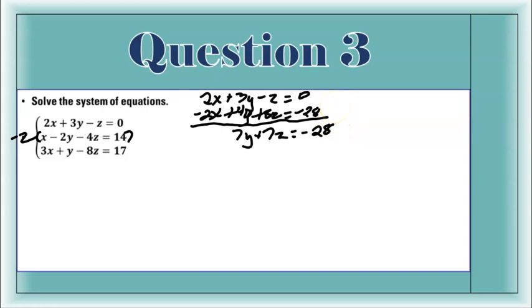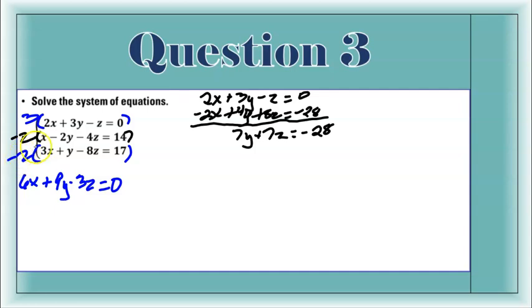Then the next part, I'm going to take the top equation and the bottom equation. I have a 2x and a 3x. So I need one of them. The least common multiple of 2 and 3 is 6. So I'm going to multiply this top one by 3, and that's going to give me 6x plus 9y minus 3z equals 0. And this bottom one, I need a negative 6, so I'm going to multiply this by a negative 2.